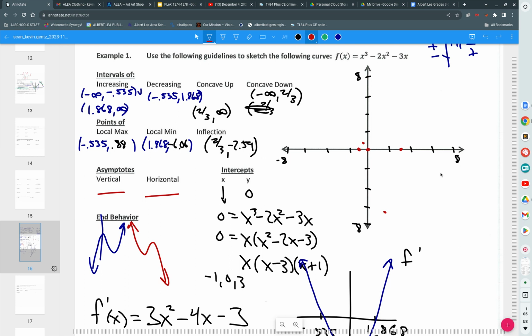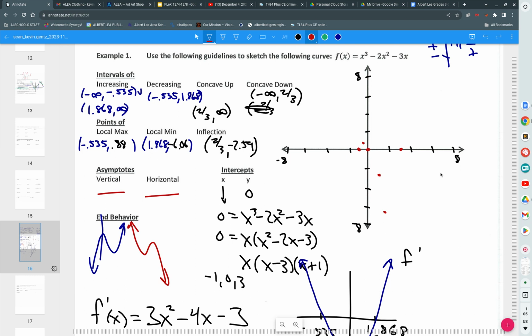Are we okay with how I've created the points? Yeah, and then we have 2/3, so 0.6 repeating. So it'll be right about here. We go down -2.59, so something right about there. So we even have our inflection. Look at the vast number of points we've been able to plot now.